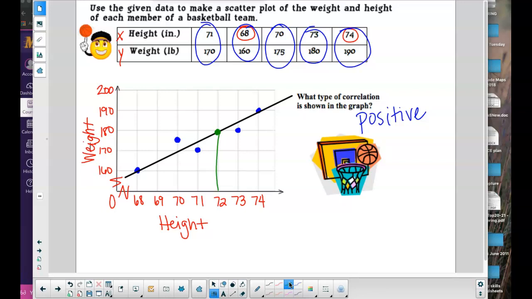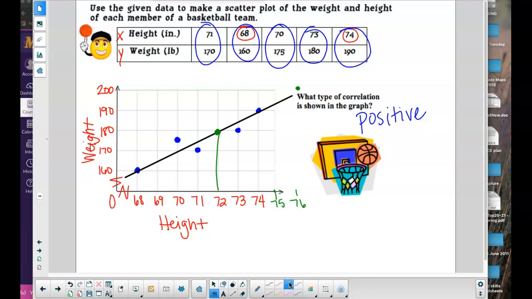I would say this line is going to come out about right here, so this would be 75, maybe 76 inches tall, somewhere in there. Okay? Does that make sense to everyone? Okay. Flip the page.